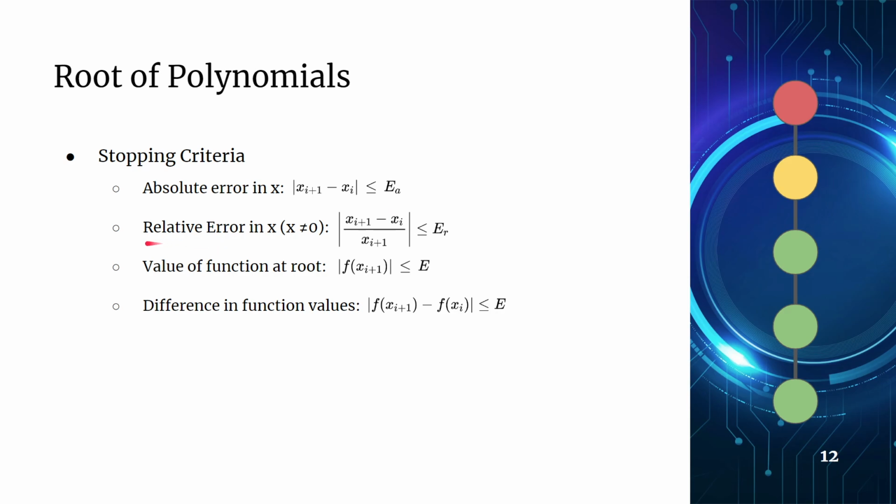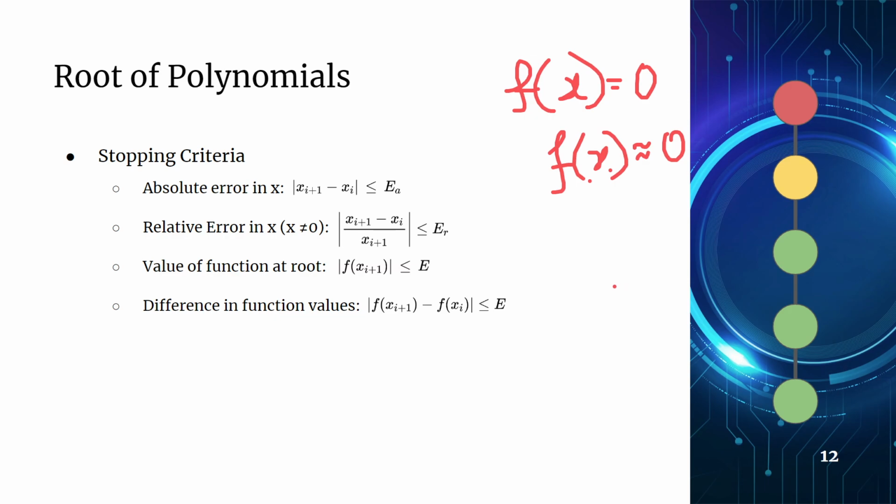Another way can be just by dividing the x by I plus 1, we can get the relative error. Now one thing I want to tell you, that our objective is always to find that f of x equals to 0. This is actually our main objective, to make the f of x 0, which actually we cannot do, we are bound by limitations. So our main objective is make f of x approximately equal to 0. Okay, this is actually our objective.